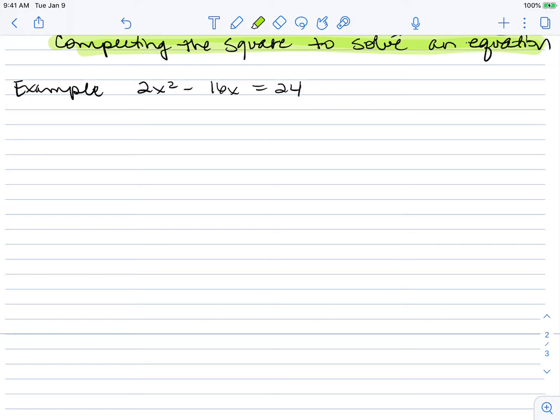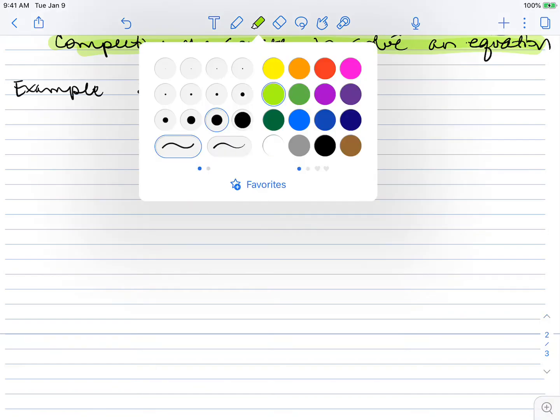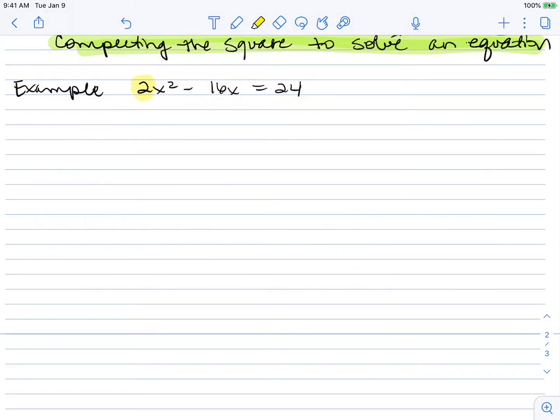Okay, so we're going to complete the square to solve the equation that's given. But the first thing I notice when I'm trying to solve this equation is that the leading coefficient here is 2. And I don't like that. So what I'm going to do is divide that out of every term of my equation so I can draw a picture of this.